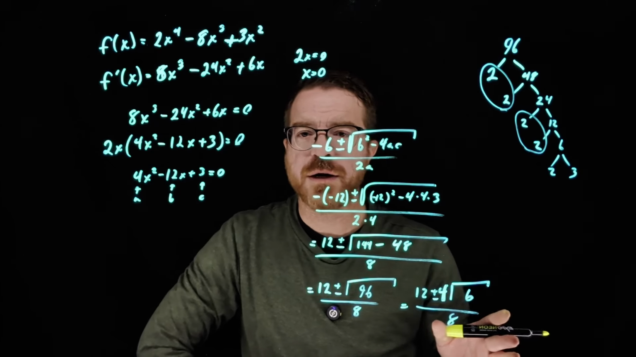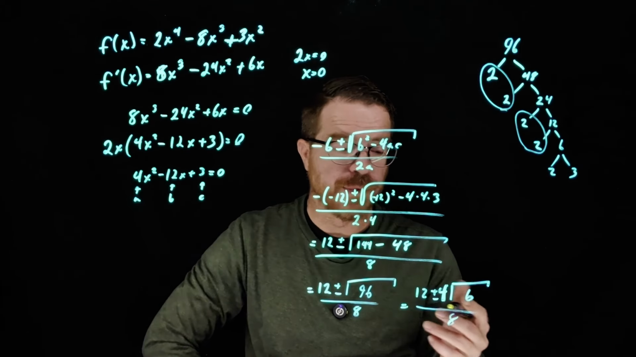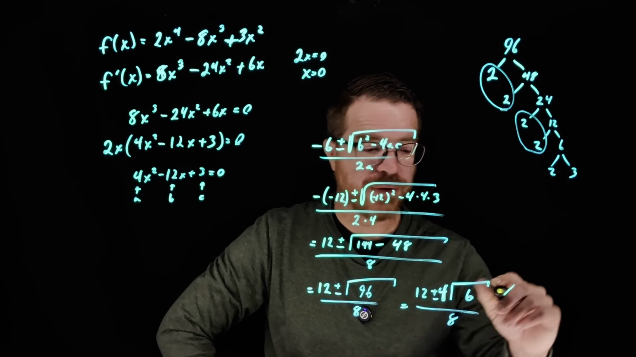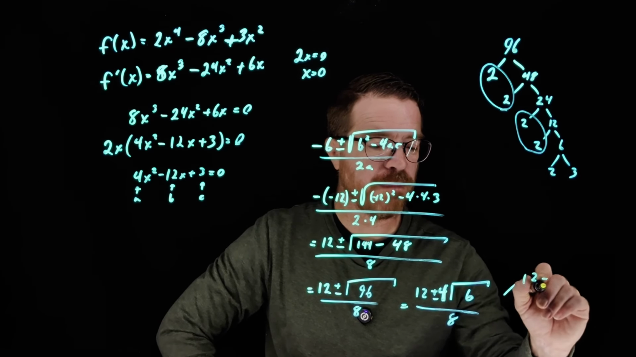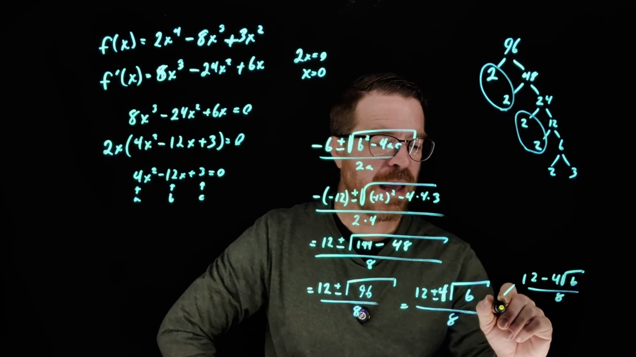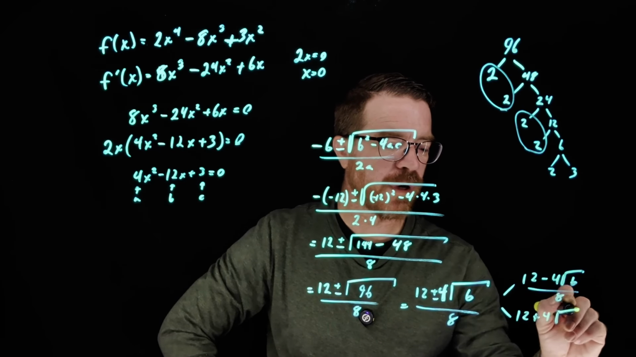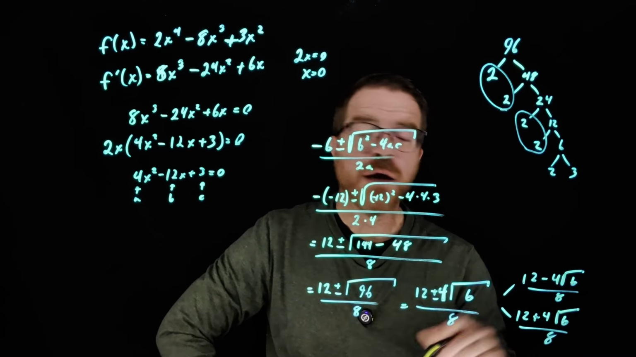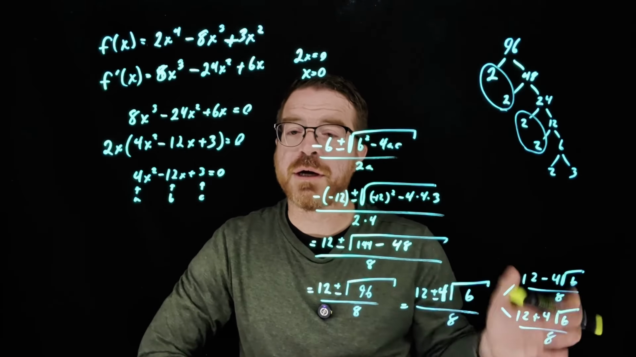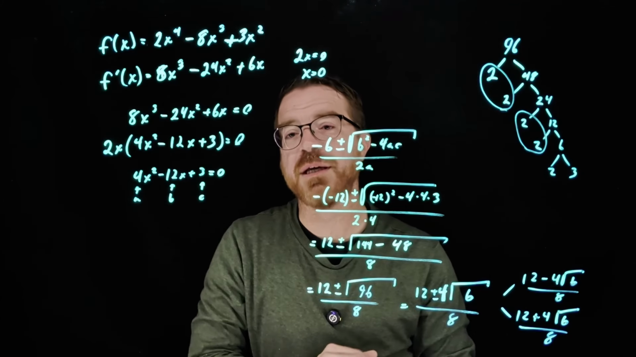Which I'm just going to leave this here because I don't have a calculator, but if we wanted to know what these actual values were, what we would do is we would have two values. We would have whatever 12 minus 4 times the square root of 6 over 8 is, and we would have 12 plus 4 times the square root of 6 over 8. Whatever values we got for that, those would be our other critical values. These would be the three values that cause our derivative to be equal to 0.